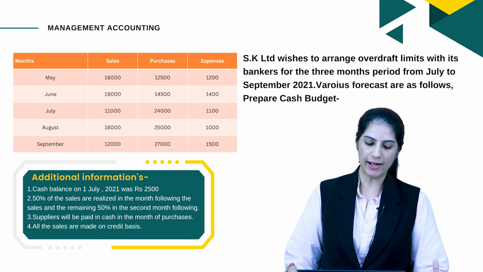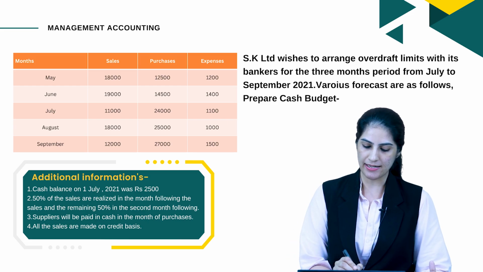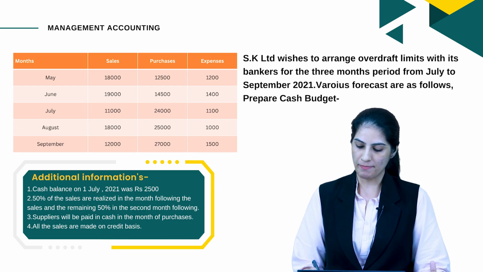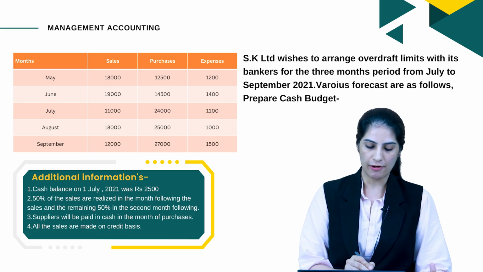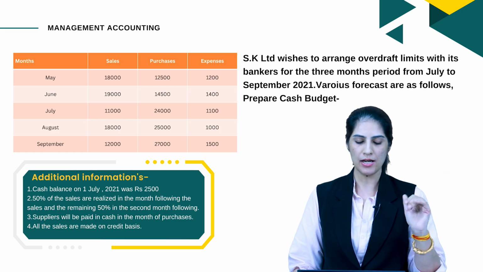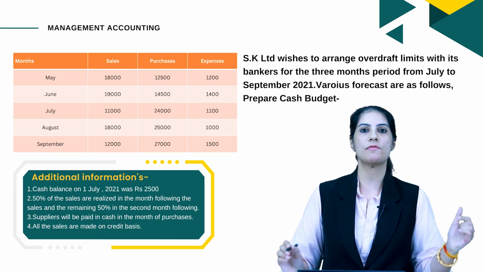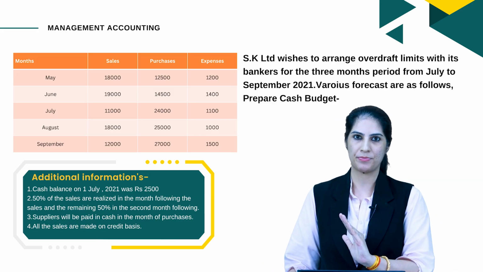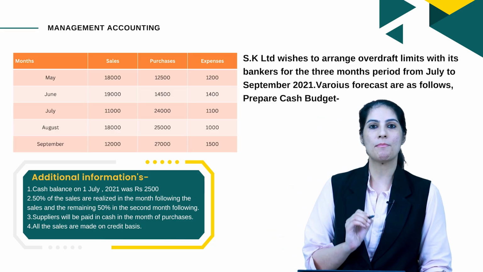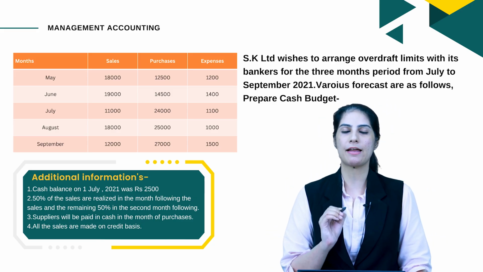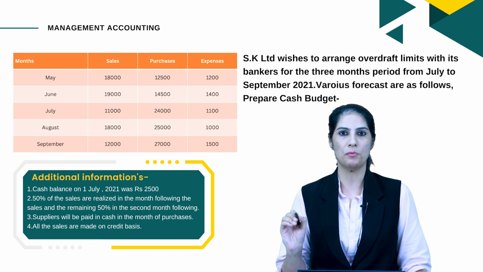For example, if I consider the sales of May, that is 18,000, from 18,000, half of it, that is 9,000, will be realized in the month of June, and the remaining 9,000 will be realized in the month of July. So when we prepare the cash budget, the realization amount of sales is very important, and for that we are also going to prepare a working note.